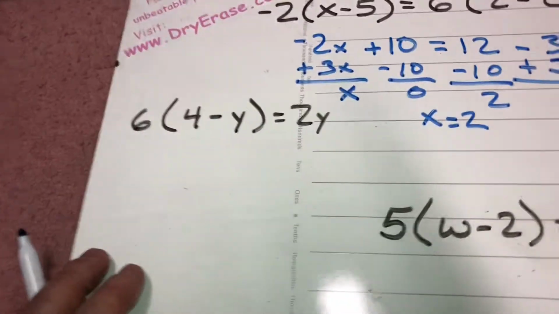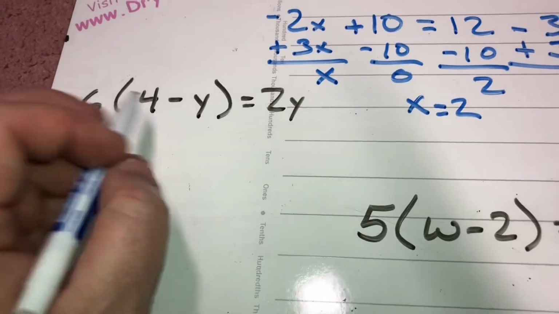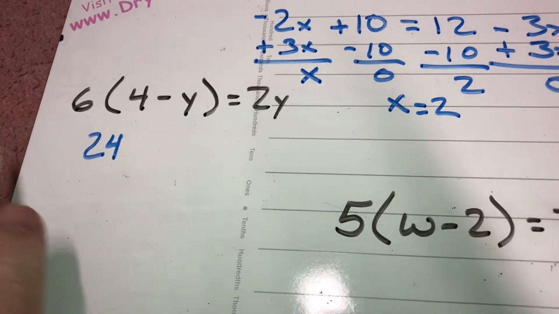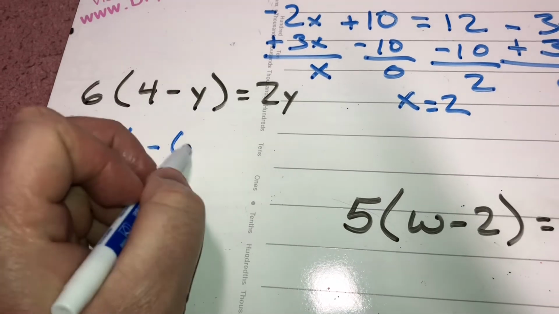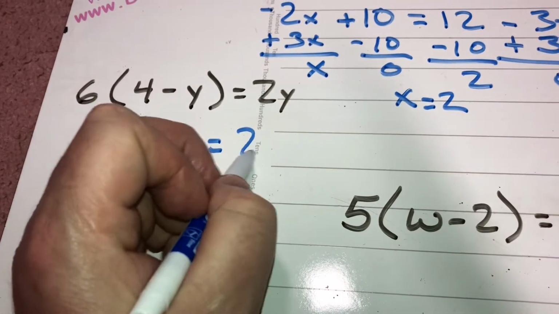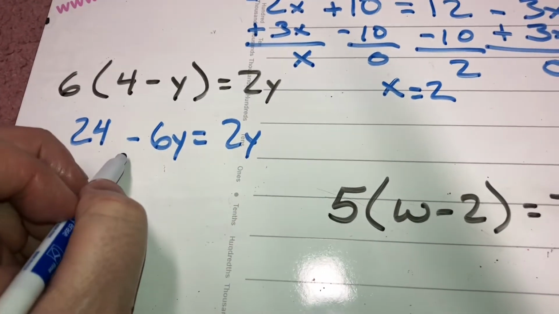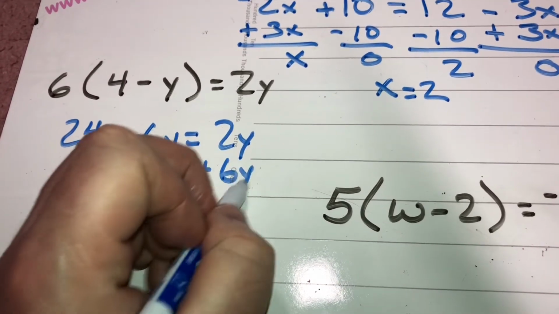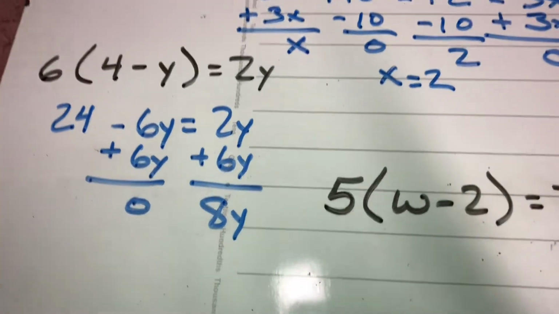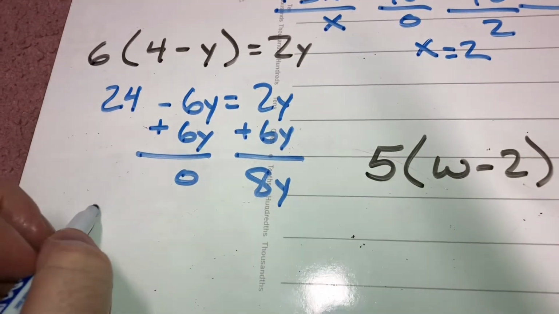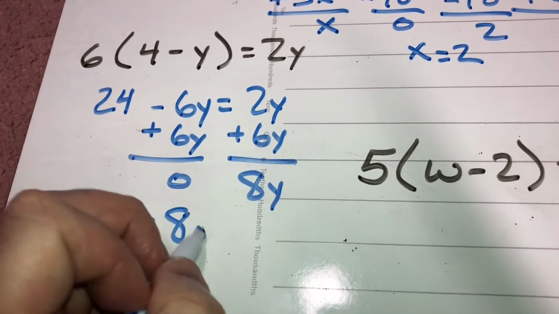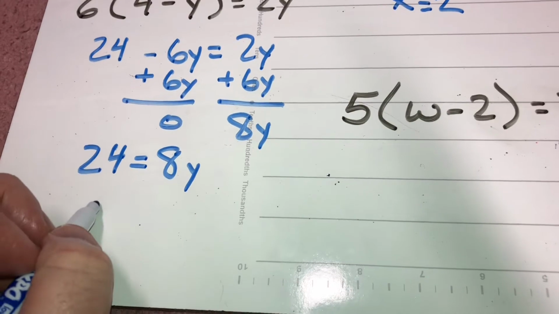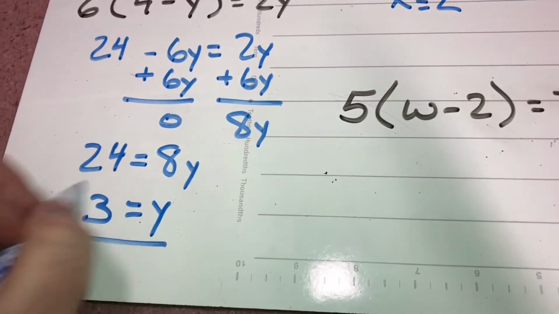Well, that's not bad. It's pretty straightforward. Once again, we're going to clear the parentheses. In this second one, 6 times 4 minus y equals 2y. 6 times 4 is 24. 6 times a minus y is a minus 6y. And that's all going to equal 2y. I want to isolate the variable, so I'm going to add 6y to this side, make that 0, and bring all the y over here. Adding 6y over here gives me 8y. That leaves me with 24 equals 8y. Now I just need to divide both sides by 8, because 8y divided by 8 leaves me just y. 24 divided by 8 equals 3, so 3 equals y.